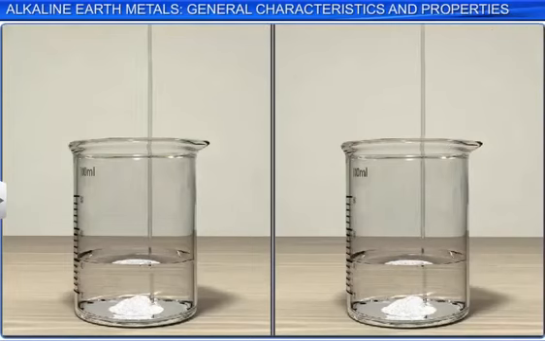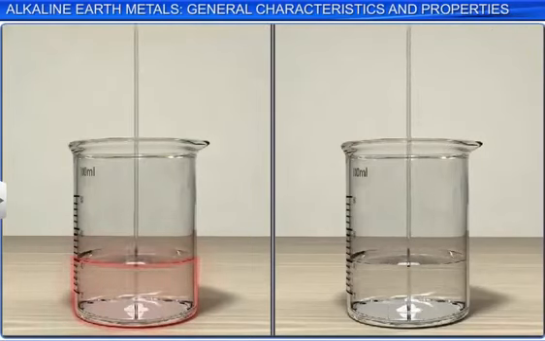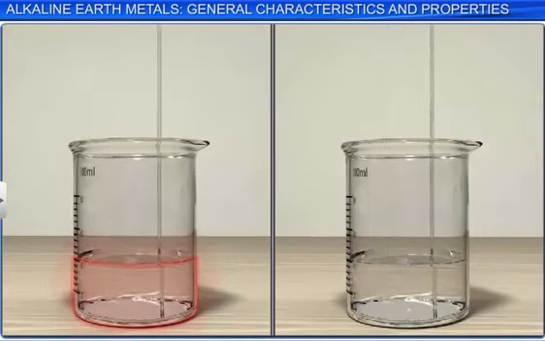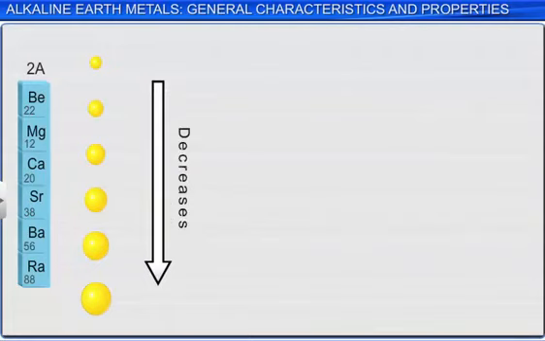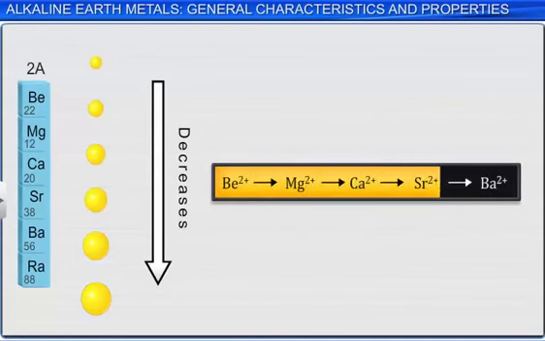Hydration enthalpy is defined as the amount of energy released when 1 mole of an ion is dissolved in a large quantity of water. As ionic size increases, hydration enthalpy decreases. Therefore, we observe a decrease in hydration enthalpy from beryllium through barium.